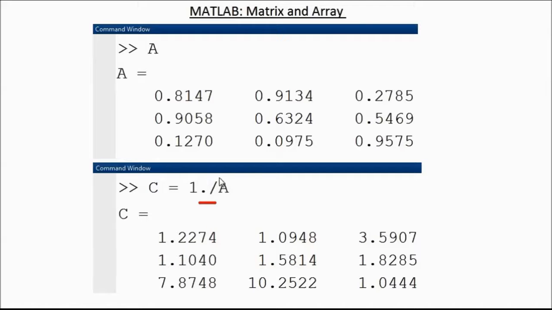The syntax dot slash in MATLAB means that a reciprocal of every element of A is to be computed. So C is a matrix whose entries are reciprocals of the entries of A. So take the 1,1 element of A, which is 0.8147. Its reciprocal is 1.2274, which is the 1,1 element of the C matrix. Likewise for all other elements.